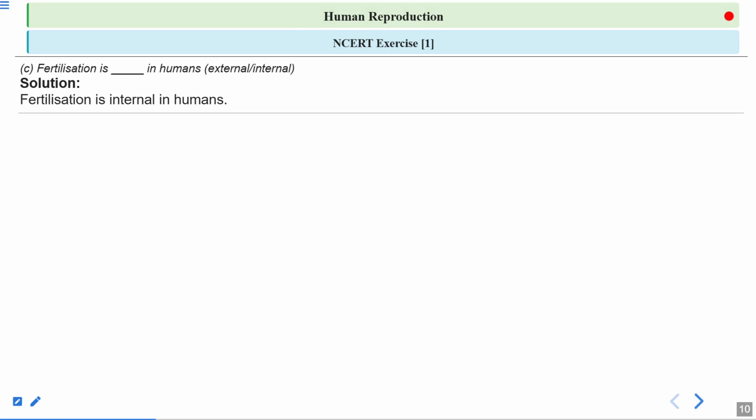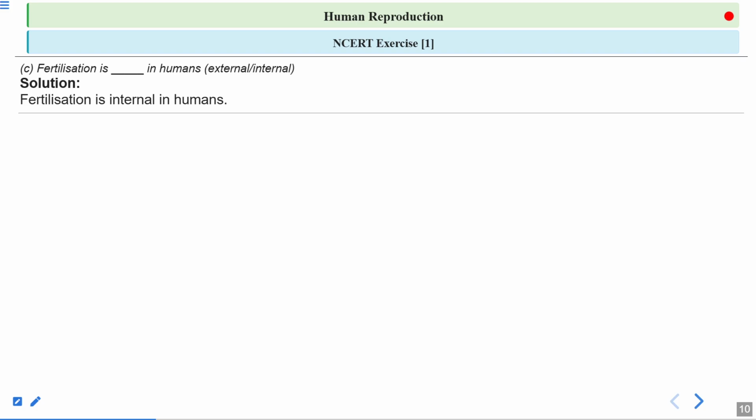What do you mean by internal fertilization? It means the fusion of the male and the female gamete, or in other words, the fertilization of the egg occurs in the female reproductive system. In humans, fertilization occurs in the ampullary region of the fallopian tube. So this is internal. This is happening inside the body of the female.